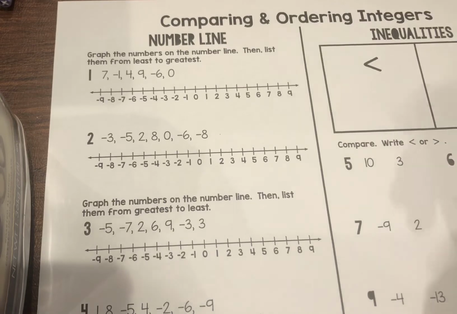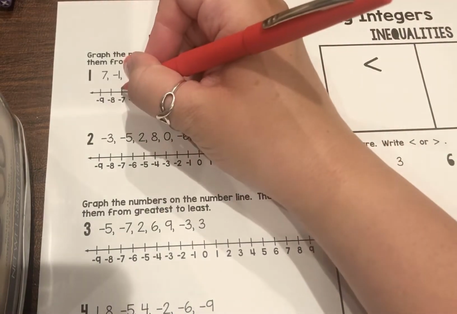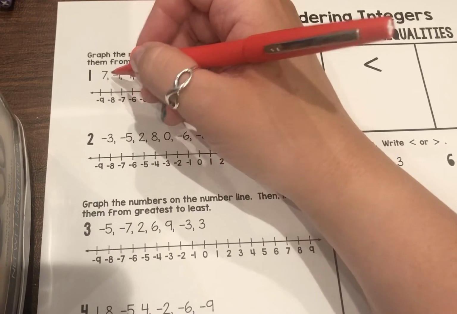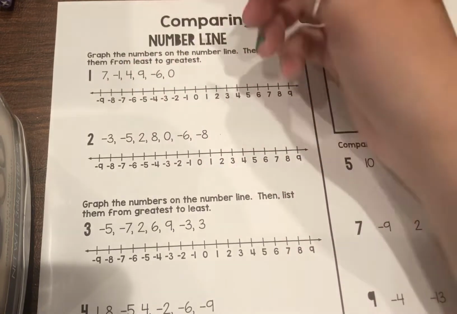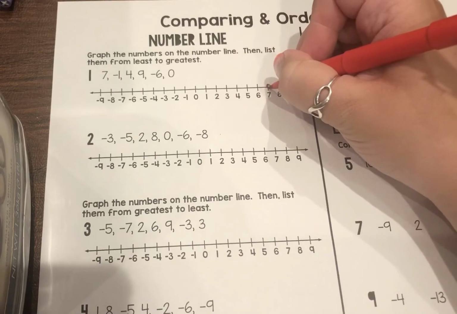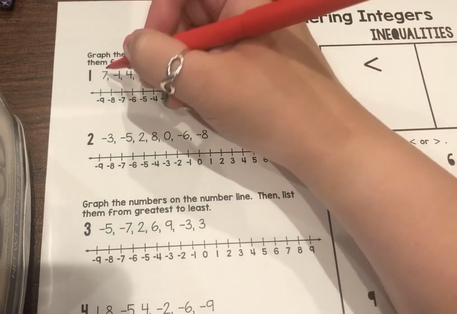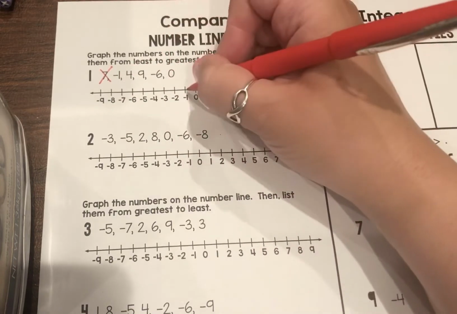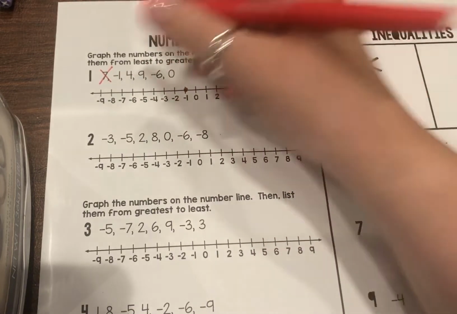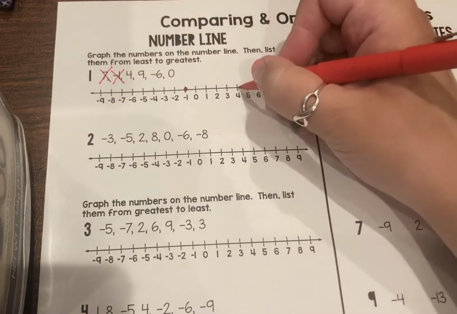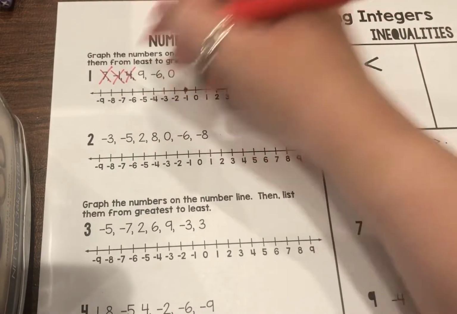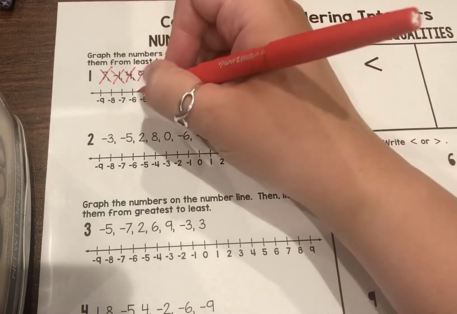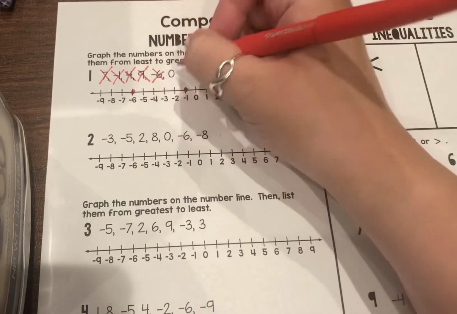So when they say graph them, all they want you to do is just draw a dot on the number line at 7. Now, not this 7 because that's a -7. I'm going to go to the +7. When there's no sign in front of a number, it's a positive. When there's a negative sign in front of it, it's a negative. So I'm going to draw a dot at -1, and then at +4, +9, -6, and 0.